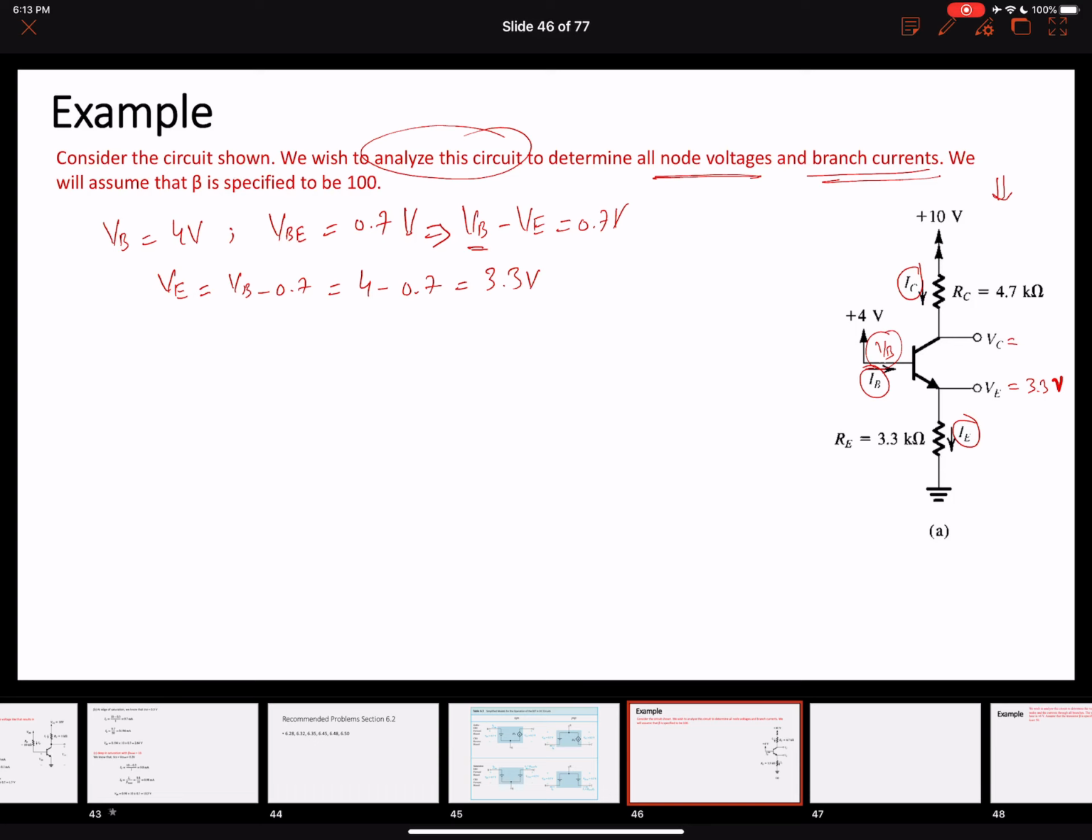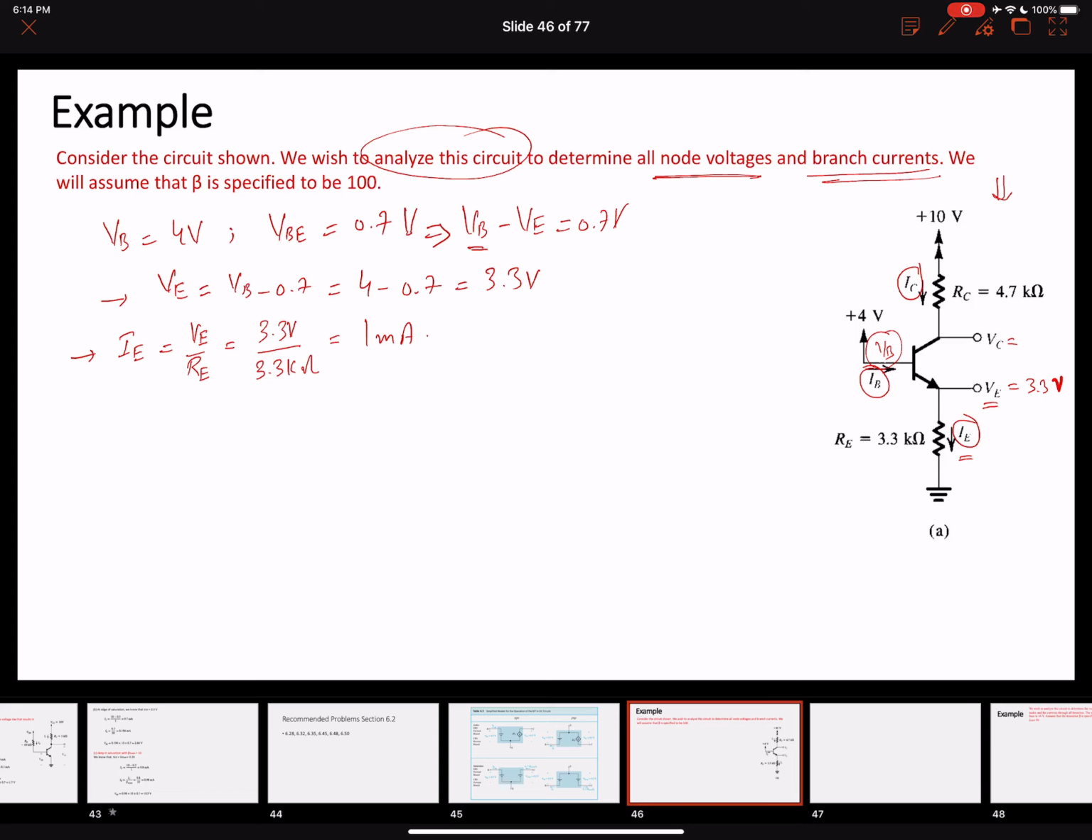If we know the value of VE, we can easily find the value of IE. So the emitter current should equal VE over RE. VE is 3.3 volts. RE is 3.3 kilo ohms. So the value comes out to be 1 milliampere. So the value of the emitter current will come out to be 1 milliampere.